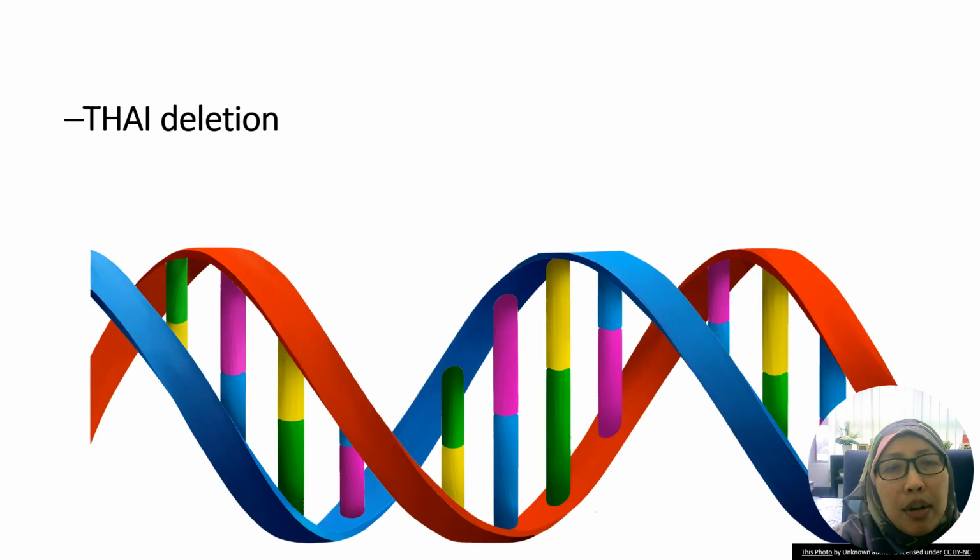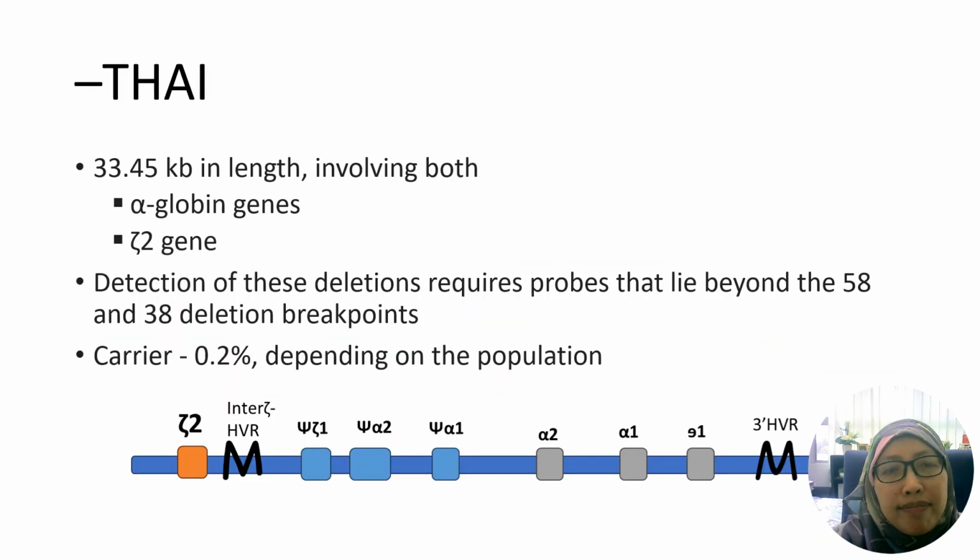Okay, let's go to the Thai deletion. The Thai type deletion is approximately 33.45 kilobases in length, which involves both alpha globin genes as well as the zeta 2 gene. Detection of these deletions requires probes that lie beyond the 5' and 3' deletion breakpoints. In Southeast Asia, the carrier frequency of alpha thalassemia Thai type deletion was 0.2%, depending on the population.